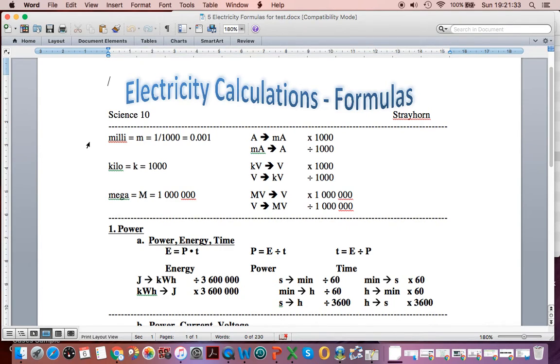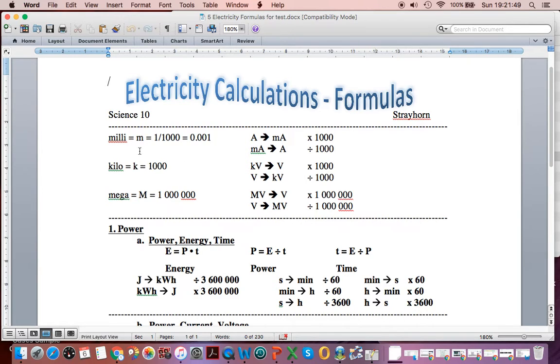Good day. You can see these are the electricity calculations formulas, and it's a massive list. Some of the stuff is old that you should know from before, and some of it is new, but you do not have to memorize. You will be provided with this.